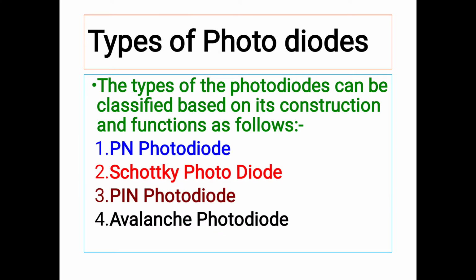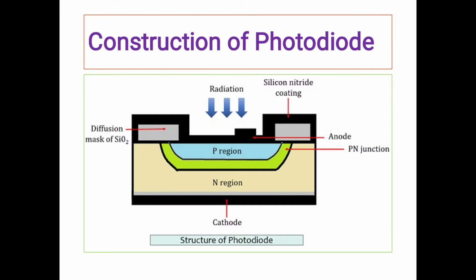Now we will see different types of the photodiodes. The types of the photodiodes can be classified based on its construction and the function as follows. The first one is the p-n photodiode, second one is the Schottky photodiode, and third one is the pin photodiode that we have already studied in the previous lecture, and the fourth one is the avalanche photodiode. So now we are going to see what is the construction of the photodiode.